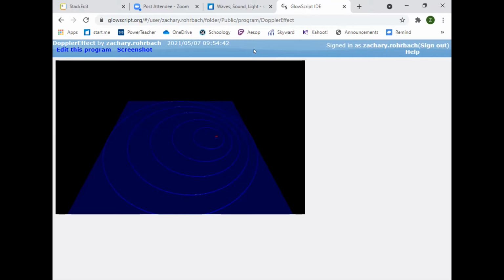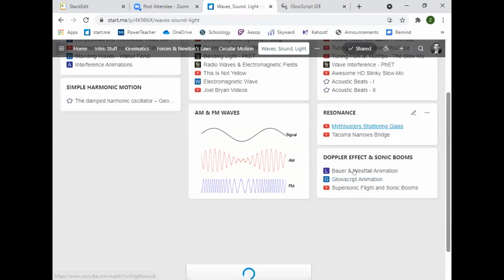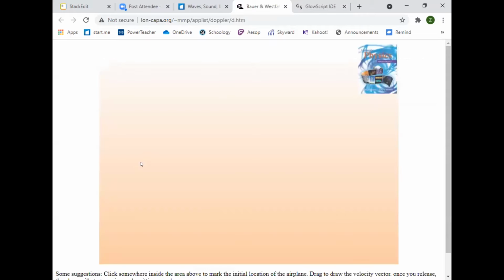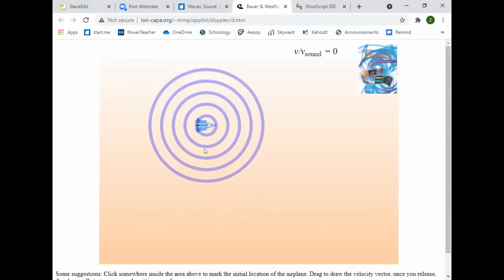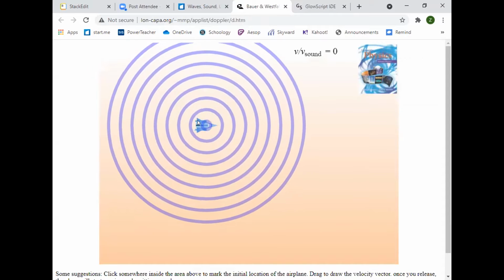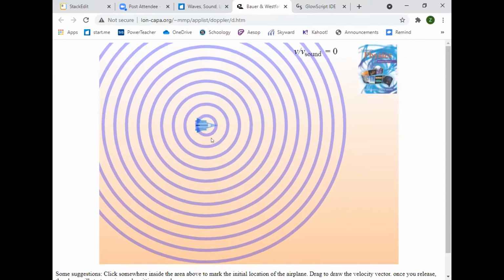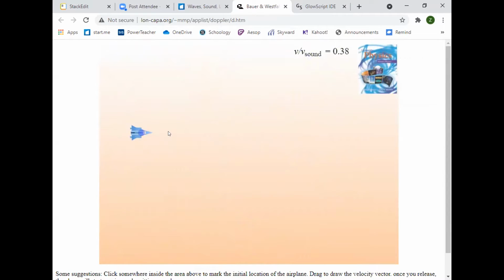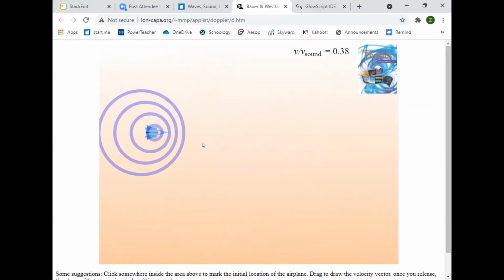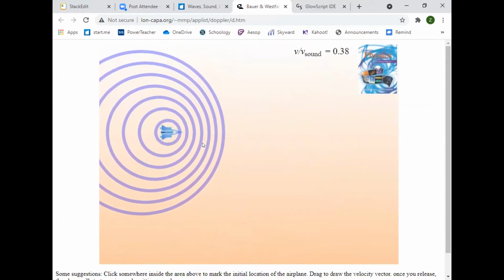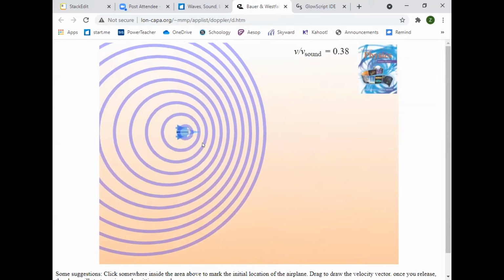So I got another animation here that's interesting. This is from the perspective of a plane, right? So again, you have a plane. If you had a plane that could hover, which it can't, you would have something looking like this. But again, if you got a plane that's moving forward, the sound waves get bunched up in front of the plane and they get spread out behind the plane.